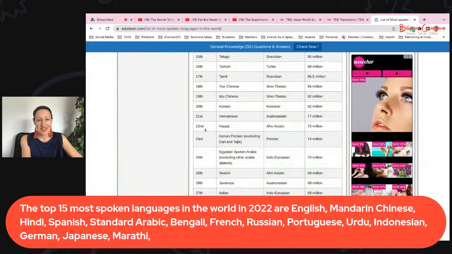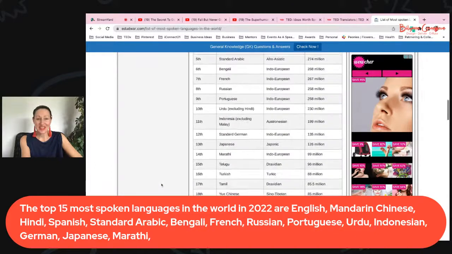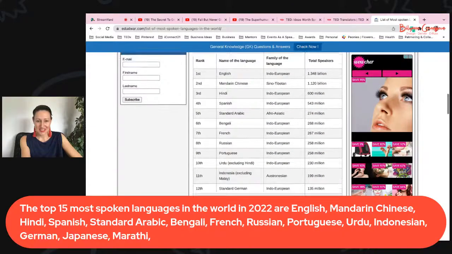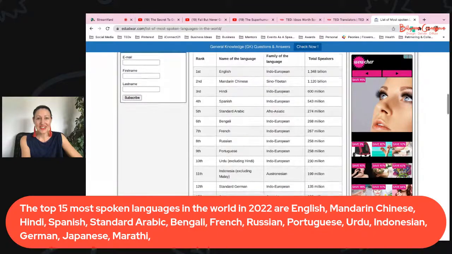So Korean, Vietnamese, Swahili, even the Egyptian were much down below 15. So, hey, take a screenshot. Again, these are the 50. I'm going to go back to the top 15. Just give me a second. Here you go. So the top 15 most spoken languages.